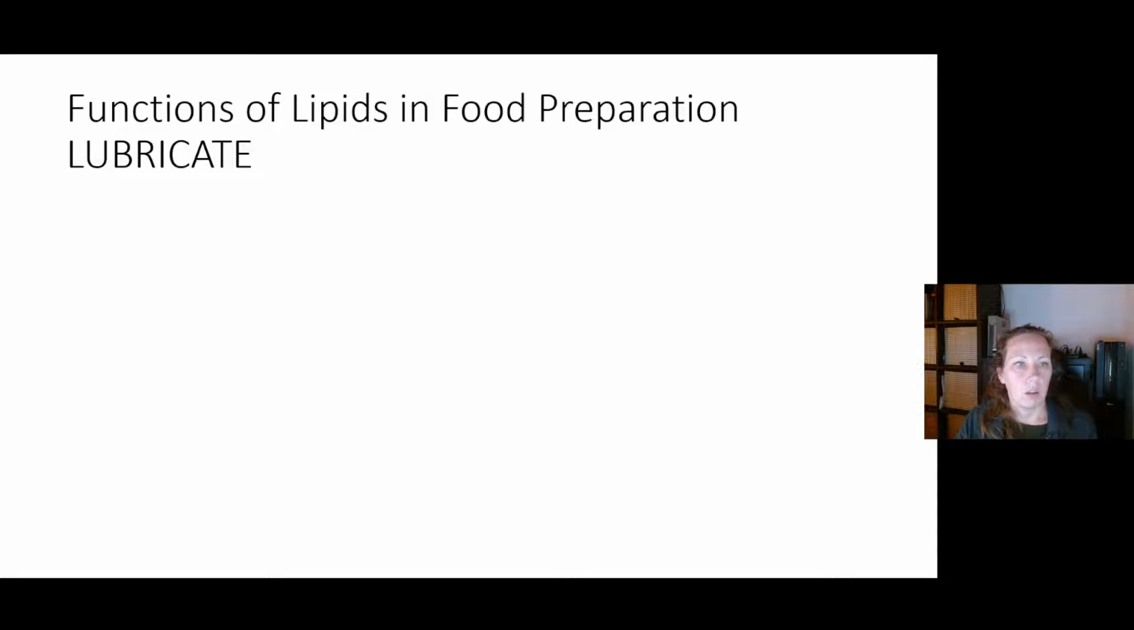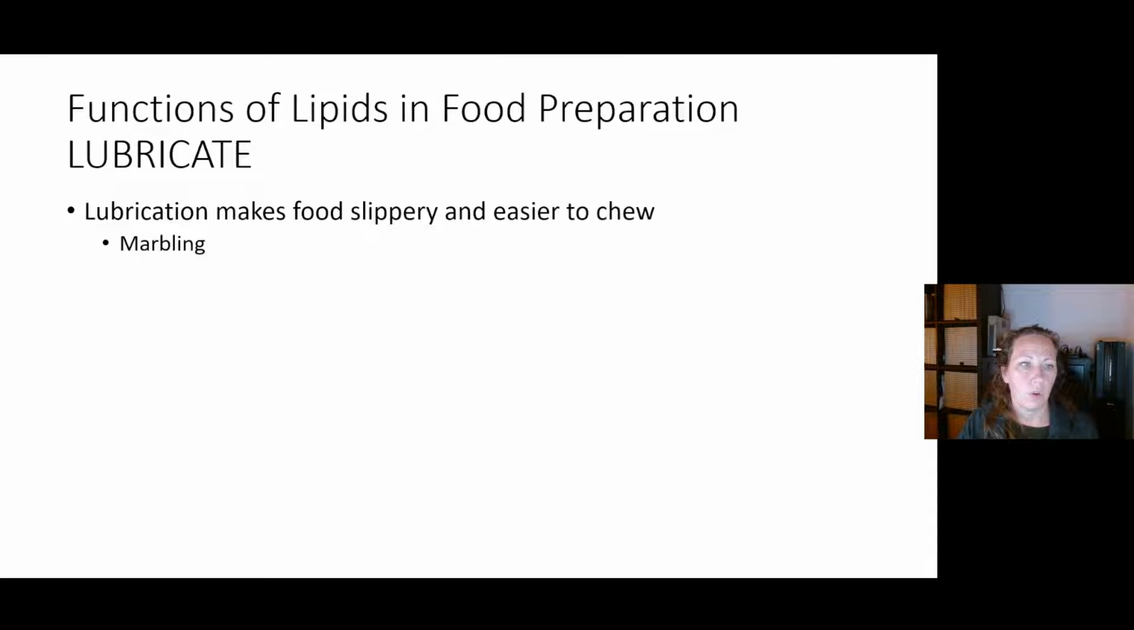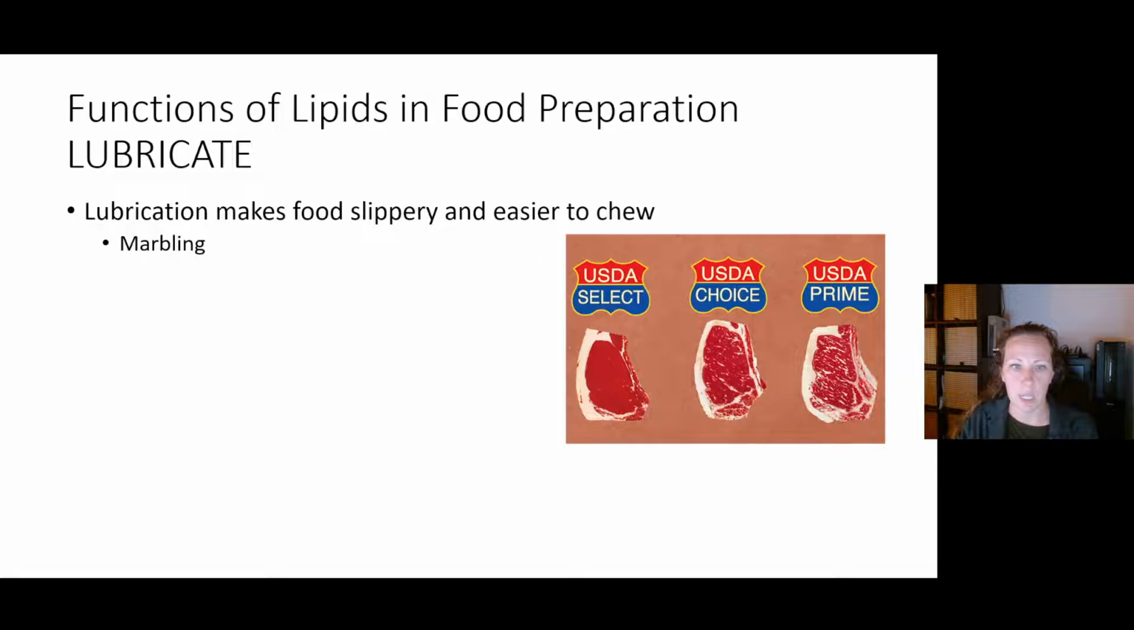Okay, I think we're on the fifth one. Lubricate. Lubrication by fats in our food makes the food slippery and easier to chew. And this is one of several reasons that marbling in steaks makes the steak more tender. It's just easier to chew through because there are all these fat pockets and it lubricates everything and your teeth slide through the steak more easily.